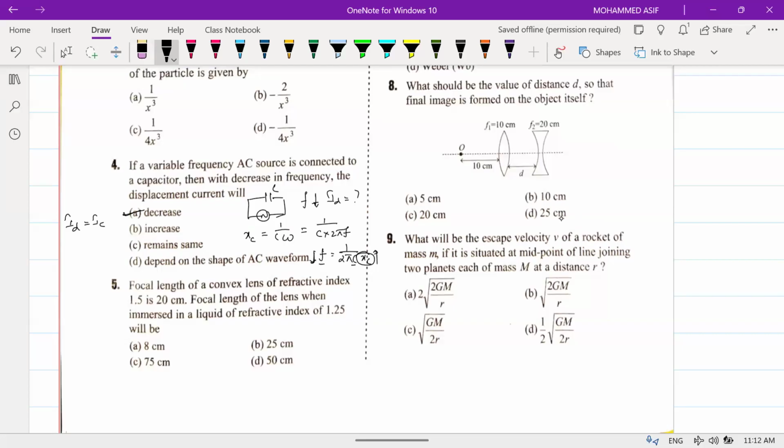Yes, sir. With a decrease in frequency, Xc will increase. If Xc is increasing, it will not allow the flow of current. If it is not allowing the flow of current, it means current is decreasing. So displacement current will be decreasing.